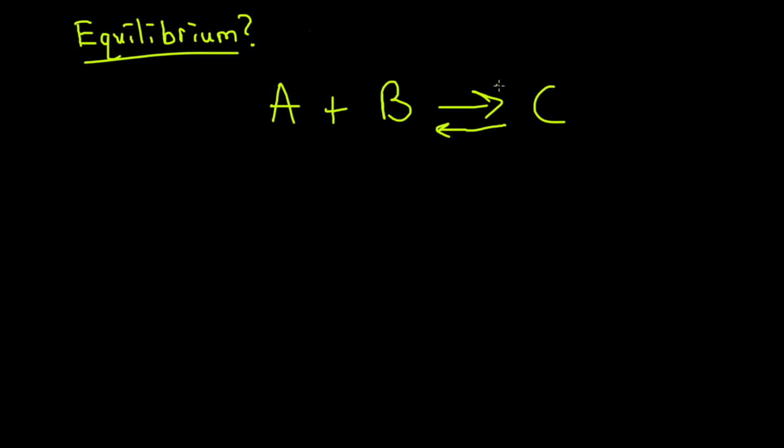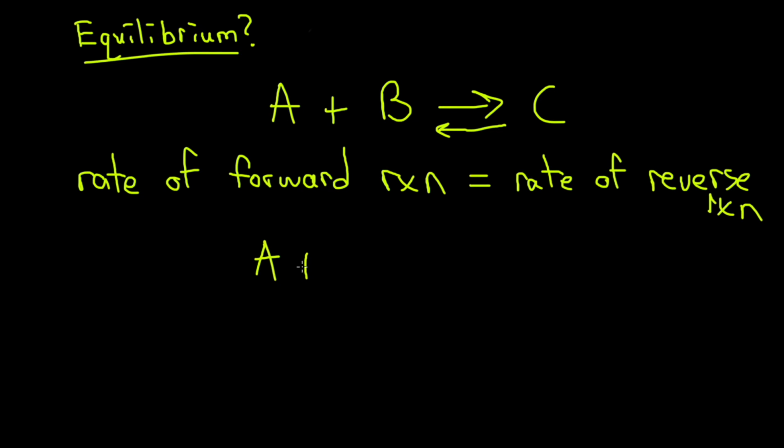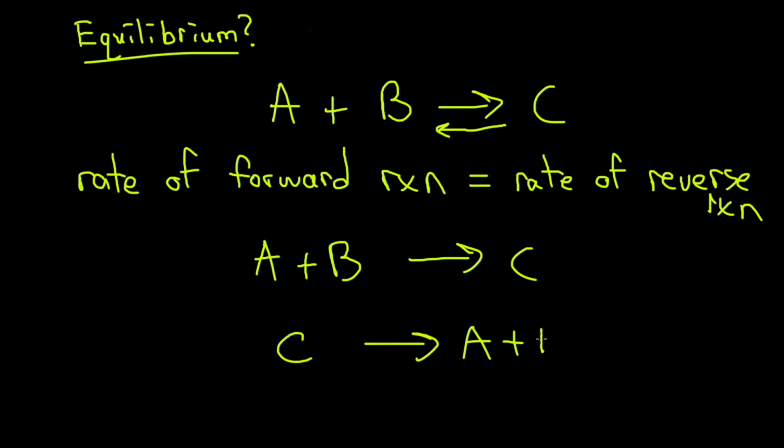Now, equilibrium is going to be indicated by these double arrows, meaning that the rate of the forward reaction will be equal to the rate of the reverse reaction. So if I have A plus B that becomes C, and I have C that becomes A plus B, the rate, meaning the speed at which both of these reactions occur, is equal. And that is what equilibrium is. It indicates the equality in the rate, not in the equality of concentration or the amount.